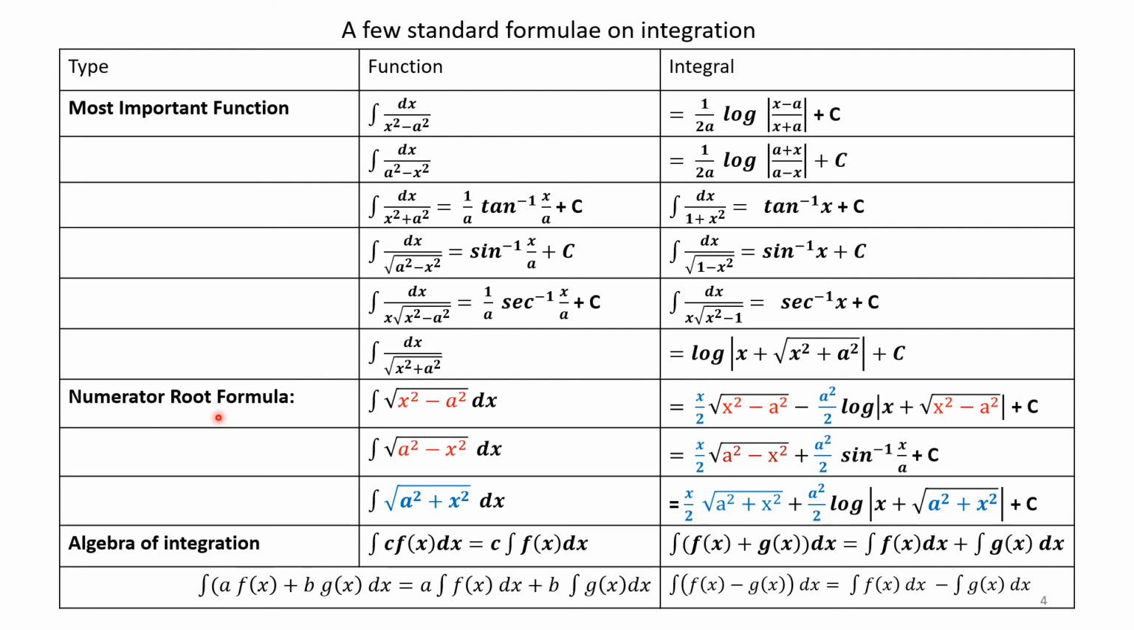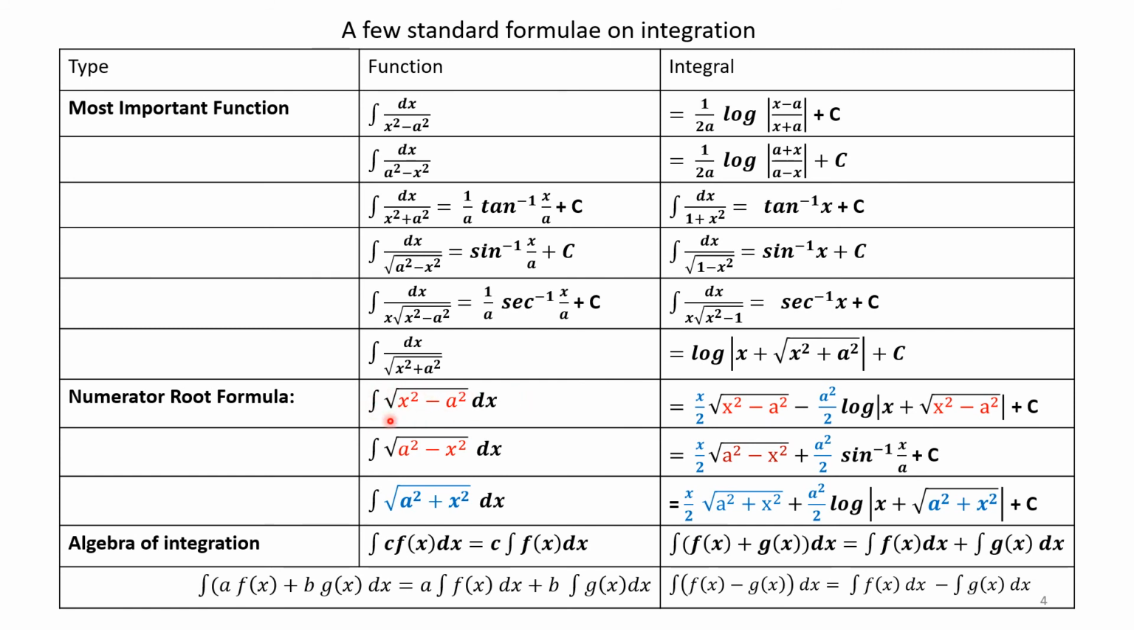Hitherto, the previous three cases were those where the function was under square root, that is a square minus x square here, x square minus a square under root, and here square root of x square plus a square. Now, next three cases we will be taking where the root is in the numerator itself.